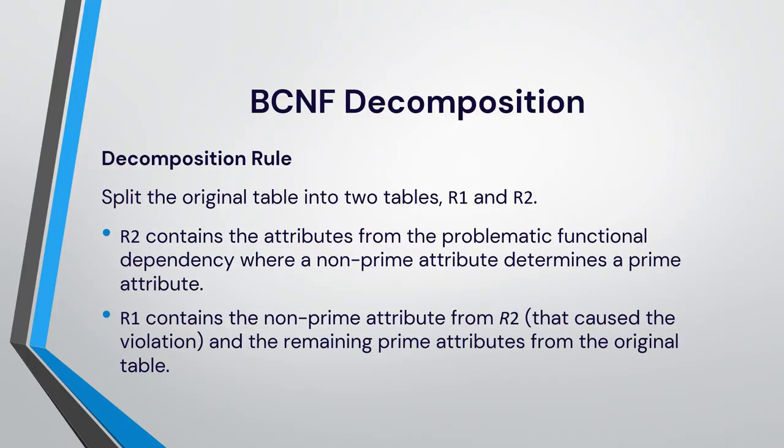When a table violates Boyce Codd Normal Form, it needs to be decomposed into multiple tables to satisfy Boyce Codd Normal Form. Here, let's see the decomposition rule. Split the original table into two tables, that is R1 and R2. R2 contain the attributes from the problematic functional dependency where a non-prime attribute determines the prime attribute. R1 contains the non-prime attributes from R2 that cause the violation and the remaining prime attributes from the original table.